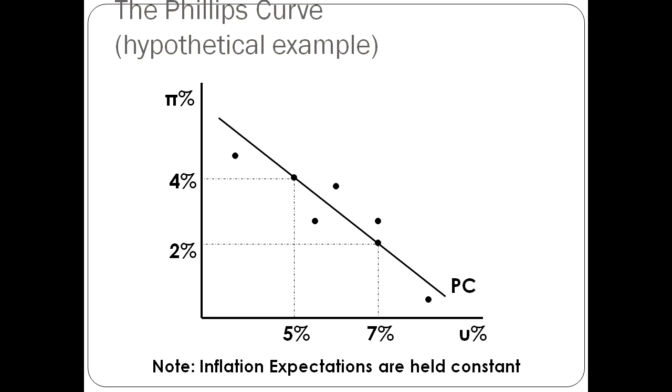So remember that with the Phillips curve here, as unemployment goes down, inflation goes up. As unemployment goes up, inflation goes down.